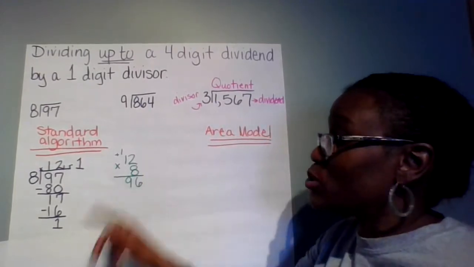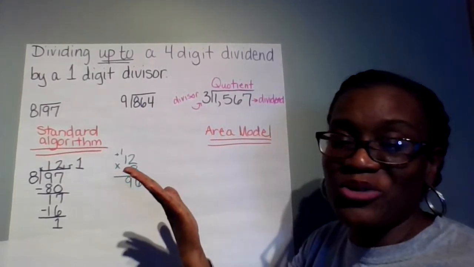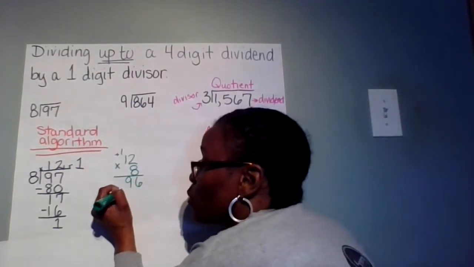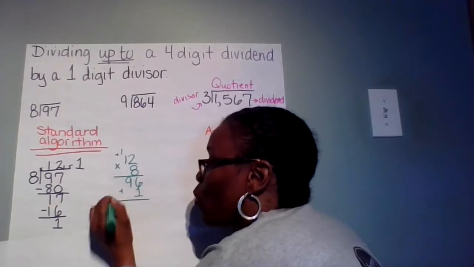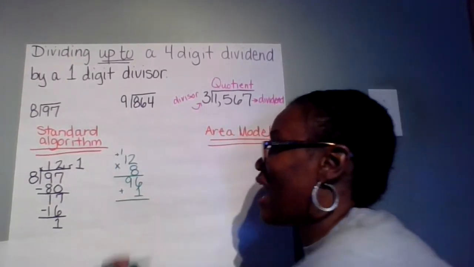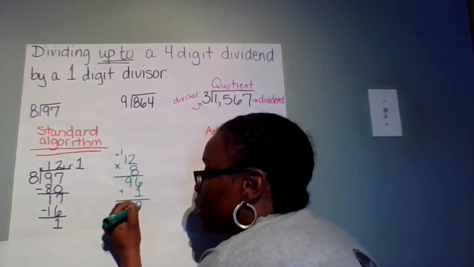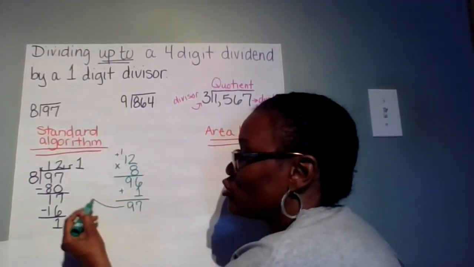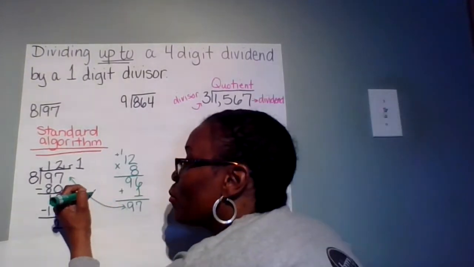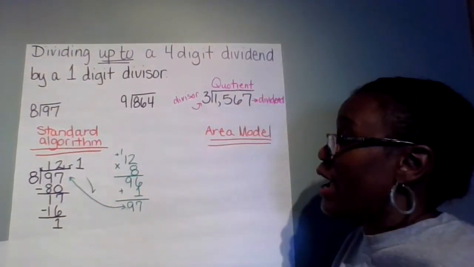And if you knew what 12 times 8 was, you already knew it was 96. But don't forget your remainder. So we need to add in that number 1. And 96 plus 1 is 97. Very good, scholars. And as you can see, my numbers match. So I know that my number is correct.